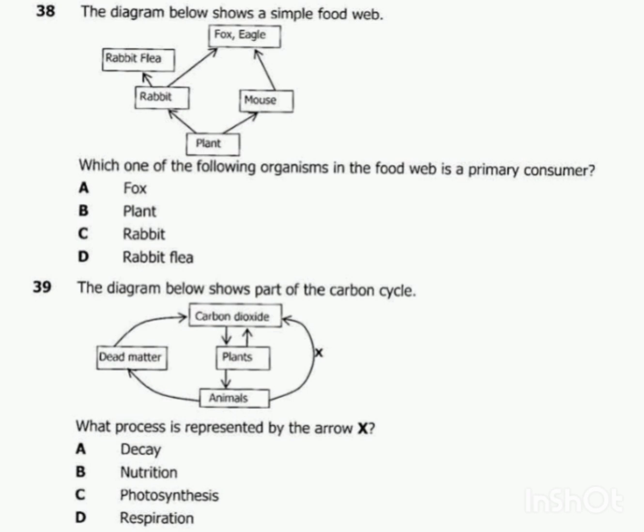Then number 39, the diagram below shows part of the carbon cycle. What process is represented by the arrow X?